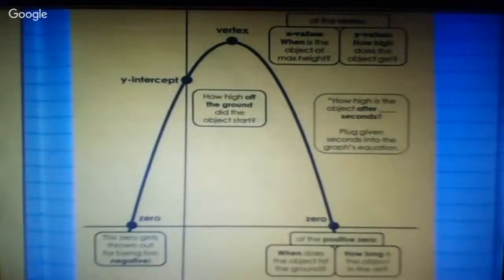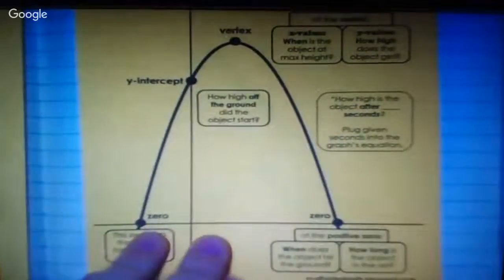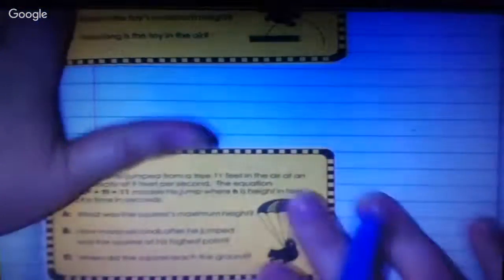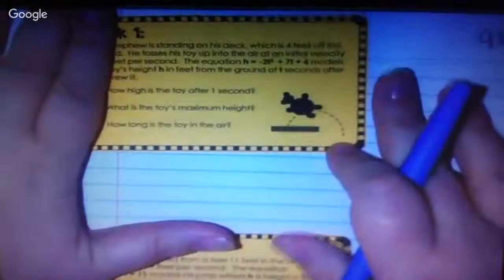And then how high is the object in the air after so many seconds? We plug in x, and then your 0 is when it comes down and hits the ground. So we're going to work today on deciphering what in the world each one of these means. Okay, so let's go. Task card 1 should be glued in on page 91 here.